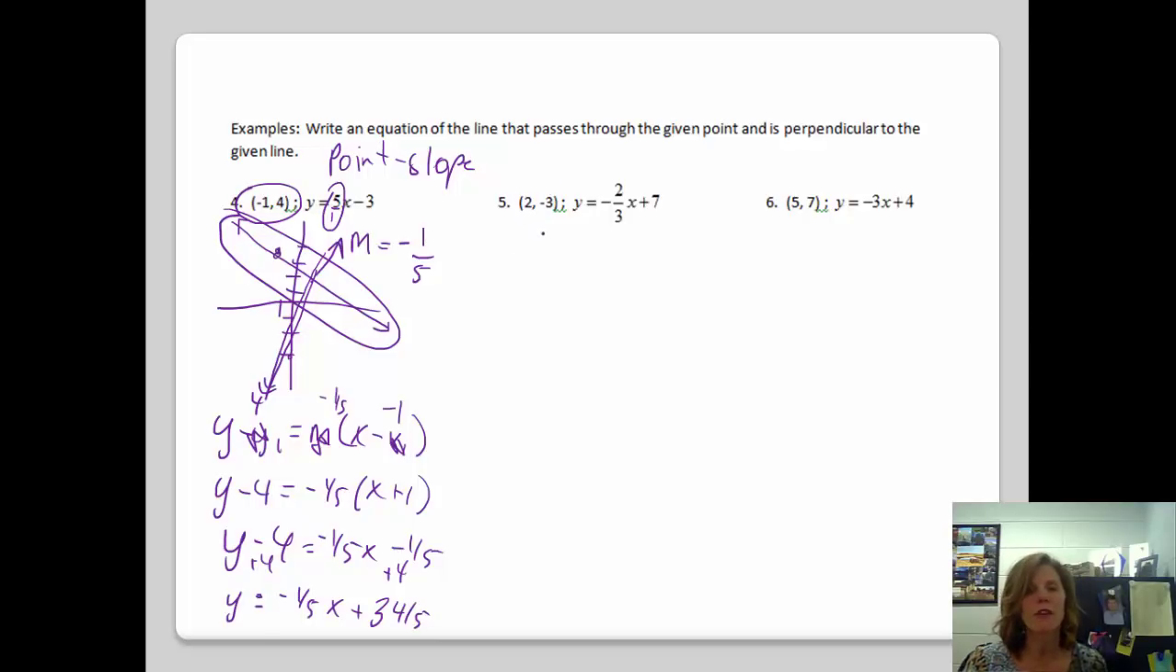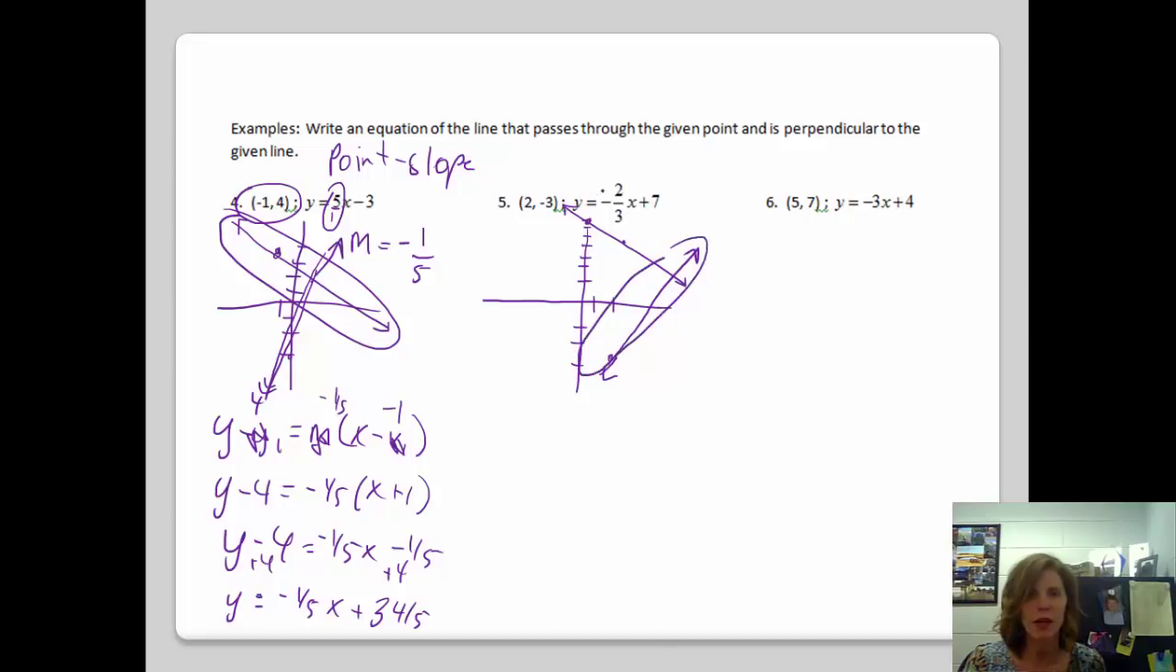All right, number 5. Once again, I'm going to just show you what we're finding, so you don't need to draw this picture, just watch a second here. I want my line to go through the point (2, negative 3), and I want it to be perpendicular to one that starts at 7, it goes down 2 over 3. Okay, so I want my line to be perpendicular to that one. So this is the equation of the line that I am finding. That's what I'm going for, right?